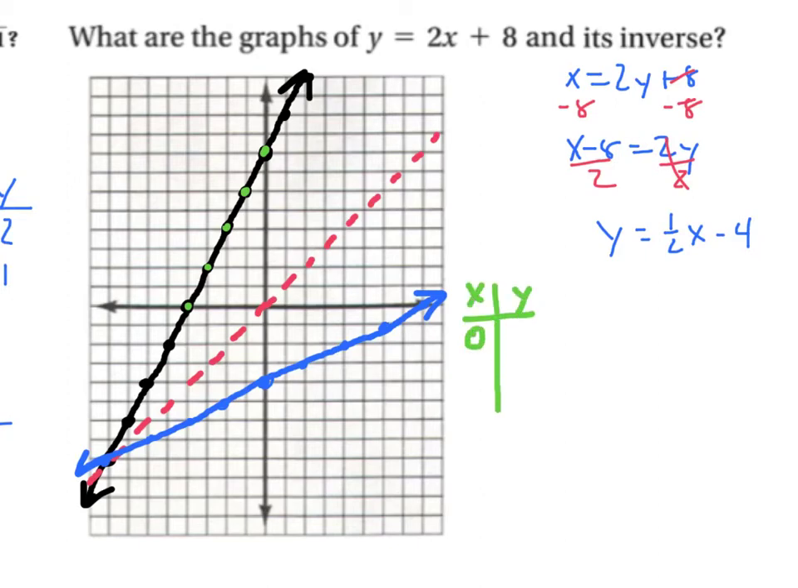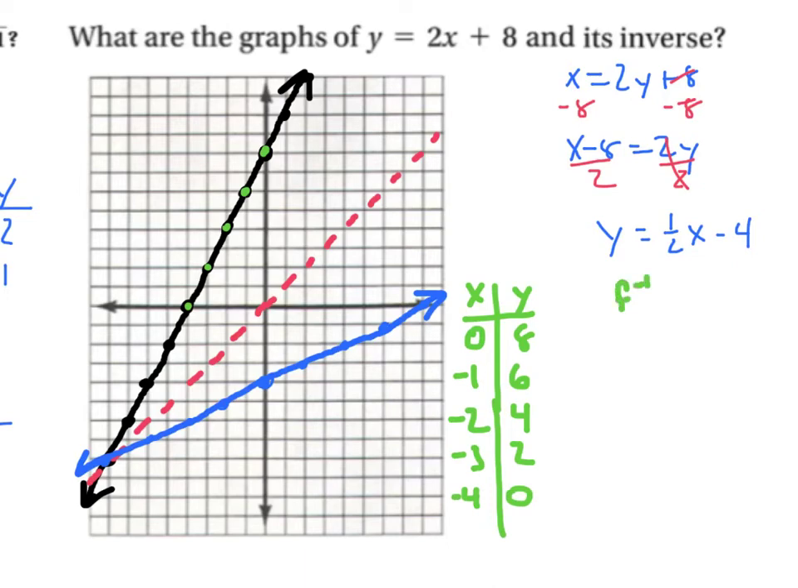Like that first one's at 0, 8. The next one's at -1, 6. The next one's at -2, 4. The next one's at -3, 2. And the last one is at -4, 0. Is that for the original? That's for the original. Yeah, and then let's go ahead and flip them.